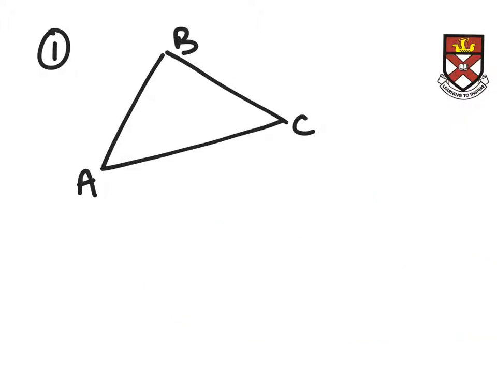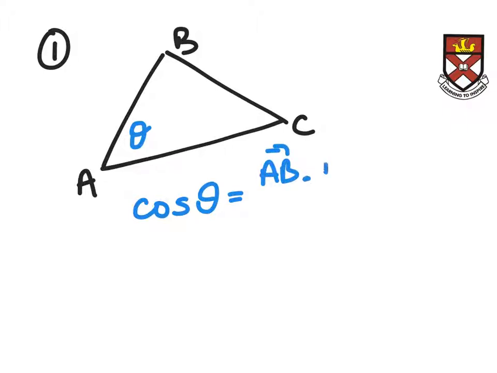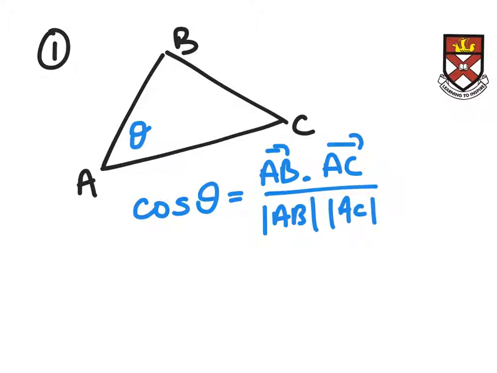For part C of the question, same triangle, you have to calculate the size of this angle in here, theta. We're going to use the formula that cos theta is equal to the vector AB dotted with the vector AC divided by the length of AB times the length of AC. Now we know from the first part of the question what the vector AB actually is. Okay, the first part of the question told us this vector, and it told us what the vector AC was.